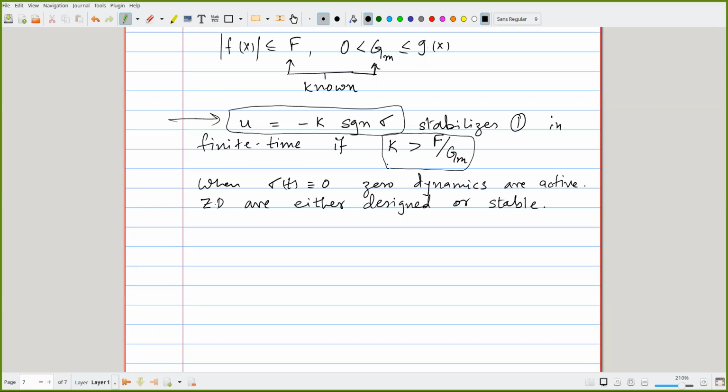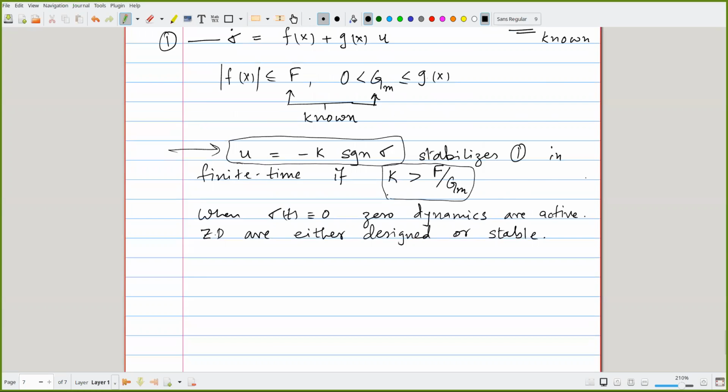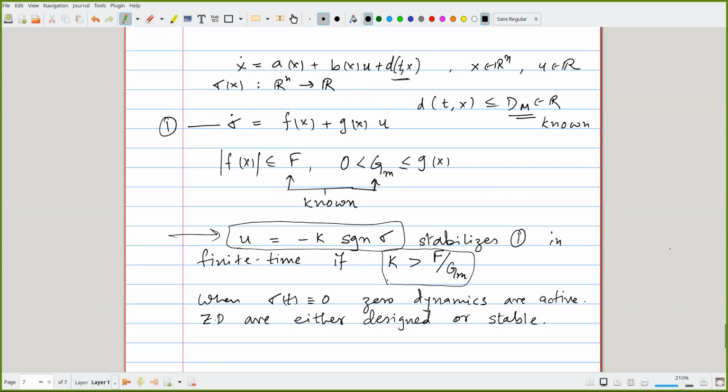And when sigma becomes 0, you have zero dynamics, which is stable, or something that we had designed already earlier. Okay. So now the question comes for those who have looked at sliding mode control earlier. In the sliding mode community, people always talk about matched disturbance and unmatched disturbance. Sliding mode can reject matched disturbances, and unmatched disturbances cannot be rejected, or you can only do something like boundedness with unmatched disturbances. So where does that come from?